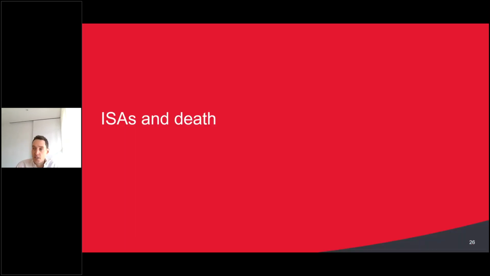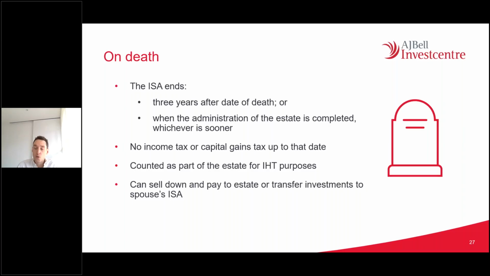A quick note on ISAs and death. ISAs keep their tax wrapper status up to 3 years after the individual has died or when the administration of the estate is completed, whichever's sooner. That becomes the point where the ISA loses its tax wrapper status. While it is still in the tax wrapper status, there'll be no income tax due on any dividends or anything that's generated. And again, any gains are still free of capital gains tax in that period.